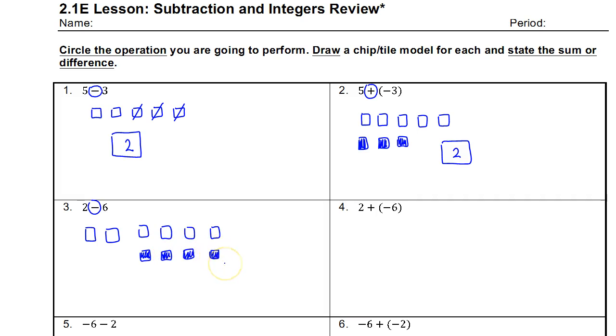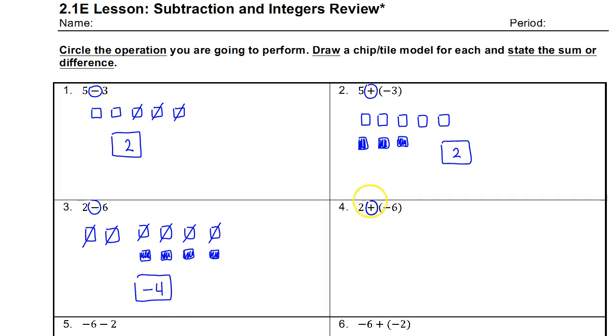And remember what this means. By adding 4 0 pairs, I've essentially added nothing. So my model still represents positive 2. But because I've added those 4 0 pairs, I now have 6 positives that I can remove and finish my model. So now I'm going to take away 1, 2, 3, 4, 5, 6 positives from my model, and what's left are the 4 negatives. And so the difference is negative 4.